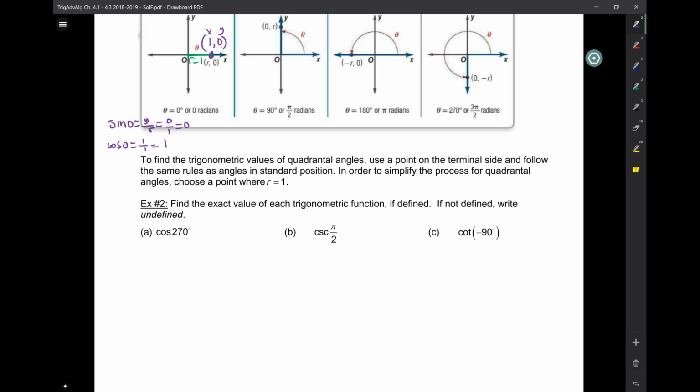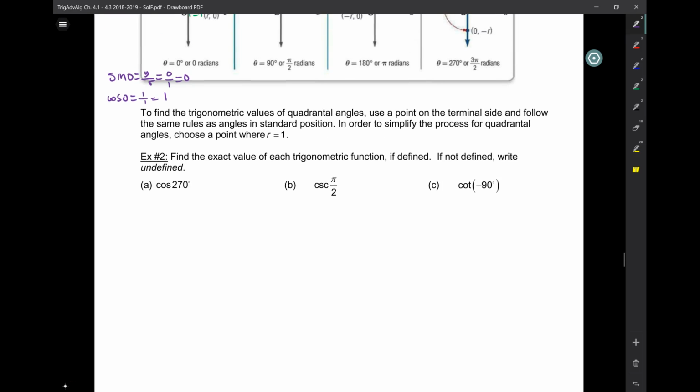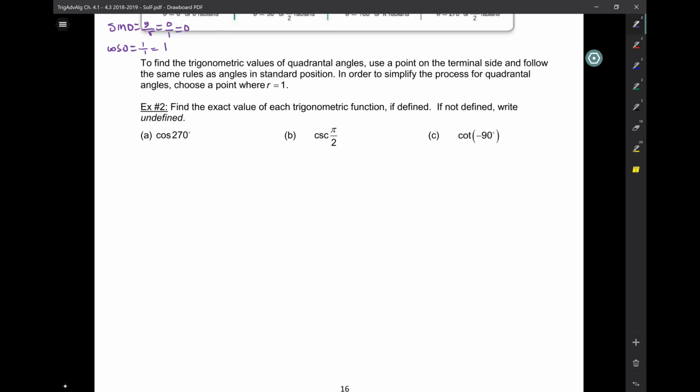Right. So why don't we do some of these here? Let's do cosine of 270. So here's how I do it. Where is 270? Right, left, top, or down? Down. Top or bottom? Bottom here. What would be a good coordinate point there? 0 and 1 or negative 1? Negative 1. And then r is always going to be 1 for these.